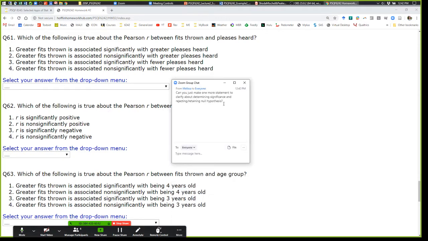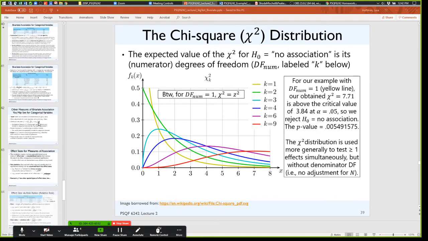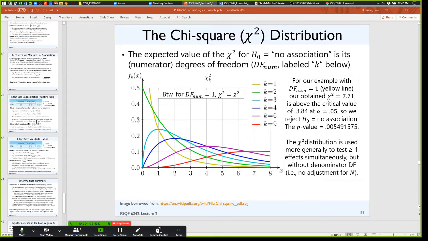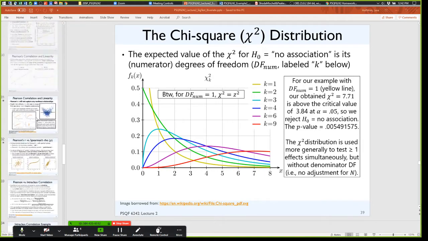From the chat window, can you make one more statement to clarify about determining significance and rejecting or retaining the null hypothesis? Certainly can. Let me pull up a slide for that, because we're going to talk about that also at the end of this lecture that we haven't gotten to yet.